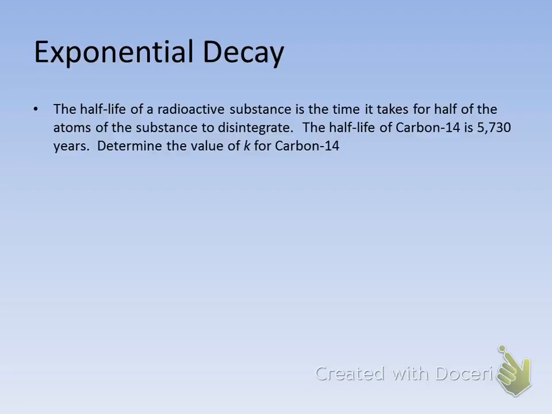Half-life of a radioactive substance is the time it takes for half of the atoms of the substance to disintegrate. The half-life of carbon-14 is 5,730 years. Determine the value of K for carbon-14. Since you are doing decay, you want, obviously, the function. I do y equals a lot of the times. You want y equals A times e to the negative K T. We're going to use that formula.